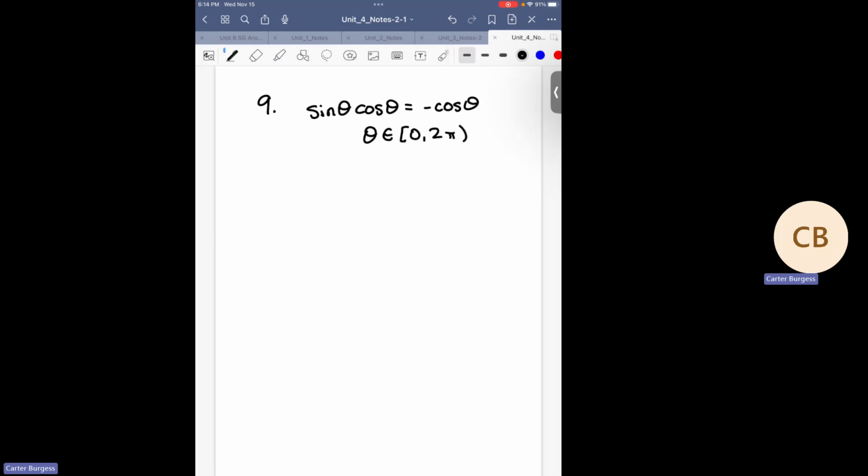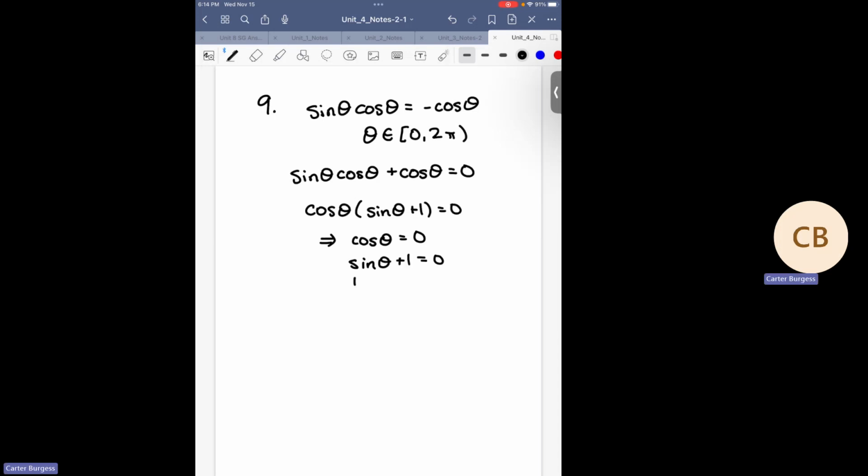Instead, for these efforts of getting all of our thetas onto one side of the equation, adding cosine of theta to both sides, I get sine of theta times cosine of theta plus cosine of theta is equal to 0. Needing to rewrite this in terms of multiplication so that I can use the zero product property, factoring out a cosine of theta here. And in doing so, I get that cosine of theta equals 0, and that sine of theta plus 1 equals 0, which is akin to saying that sine of theta is equal to -1.